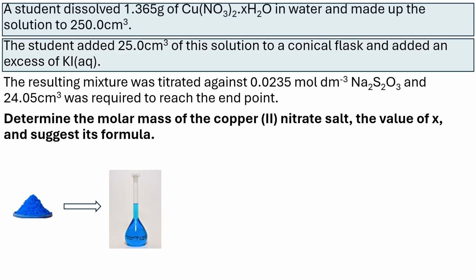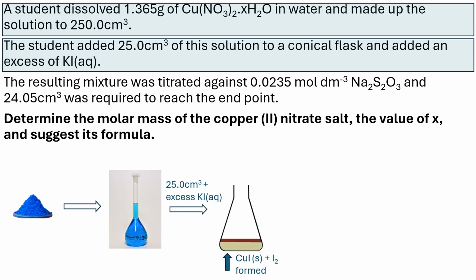Then it says the student added 25 centimeters cubed of the solution to a conical flask and added an excess of potassium iodide. Now that's going to create a reaction. The reaction involves the production of copper(I) iodide as a precipitate, which is that off-brown color at the bottom of the conical flask, and the iodine is the slightly darker brown color above it. So iodine is formed in aqueous solution there.